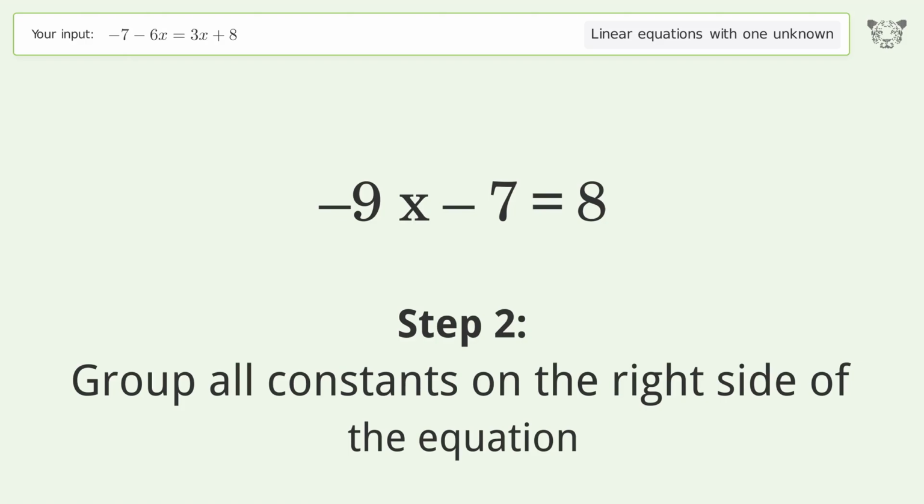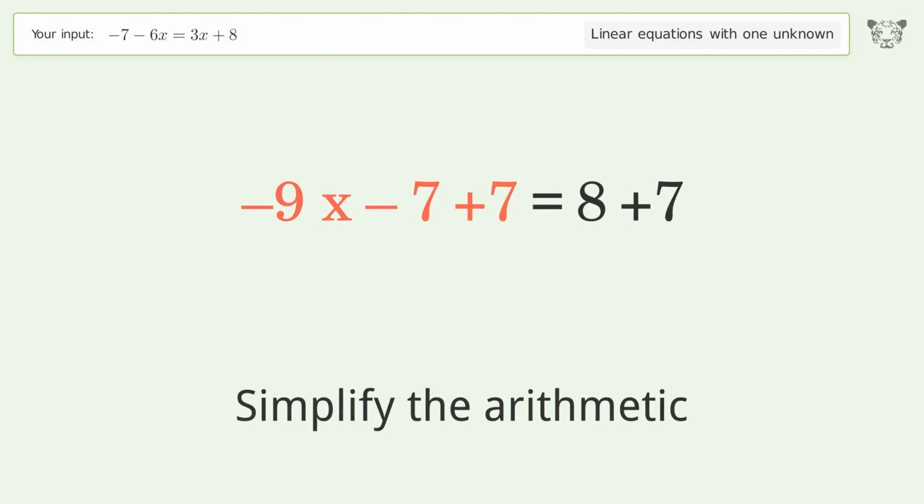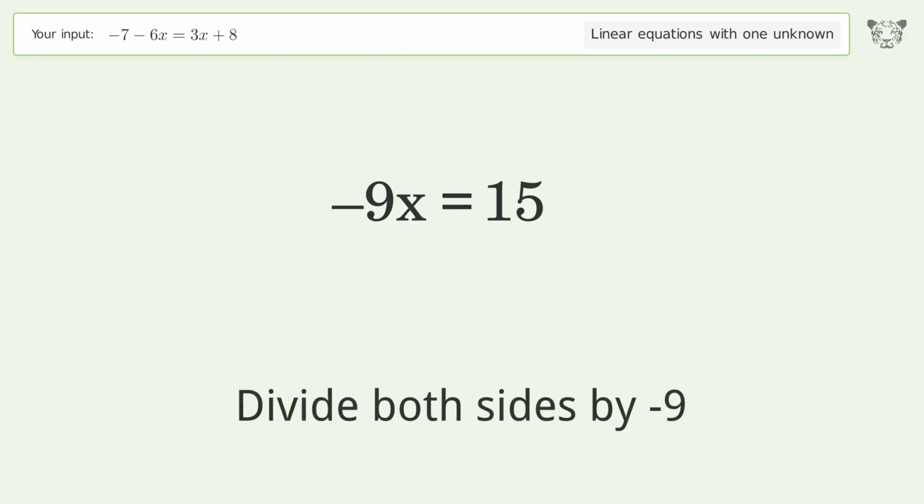Group all constants on the right side of the equation. Add 7 to both sides. Simplify the arithmetic. Isolate the x. Divide both sides by -9.